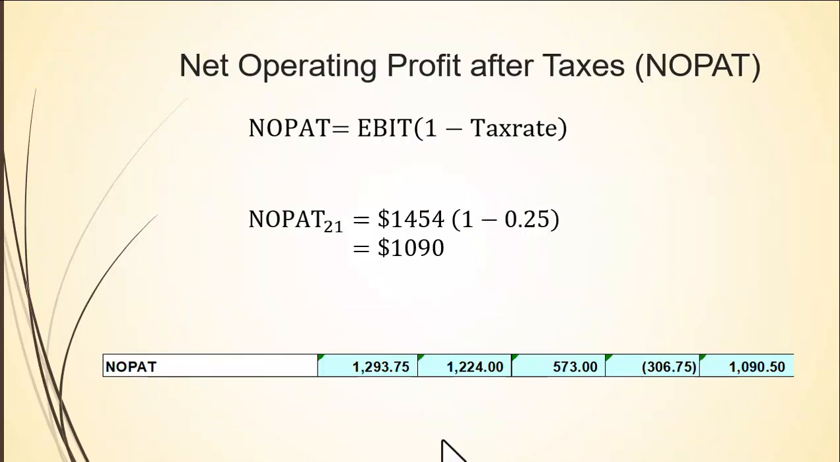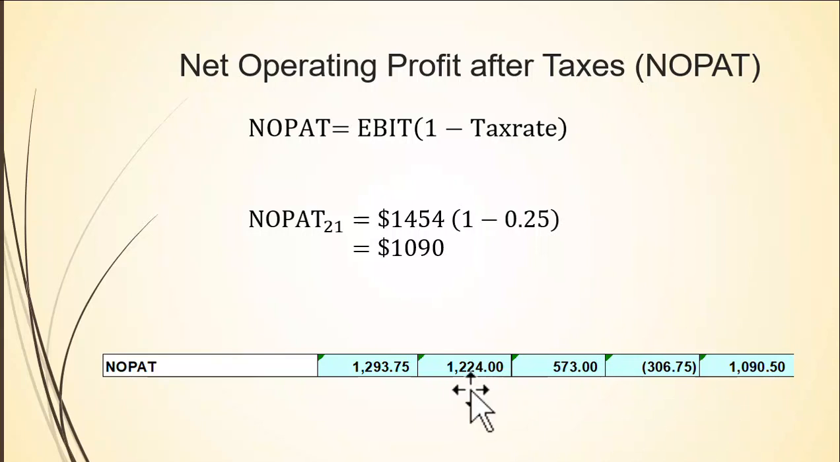So let's look first. How do you find net operating profit? It is EBIT, earnings before interest and taxes, multiplied by 1 minus the tax rate. Now we're going to assume the tax rate is 25%. So for year 21, $1,454 times 1 minus that tax rate is this $1,090. So from a performance measure, we want to look at the numbers.